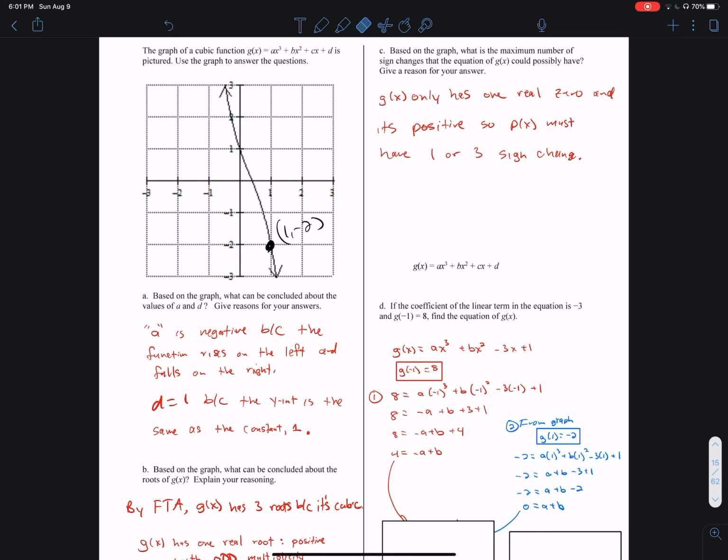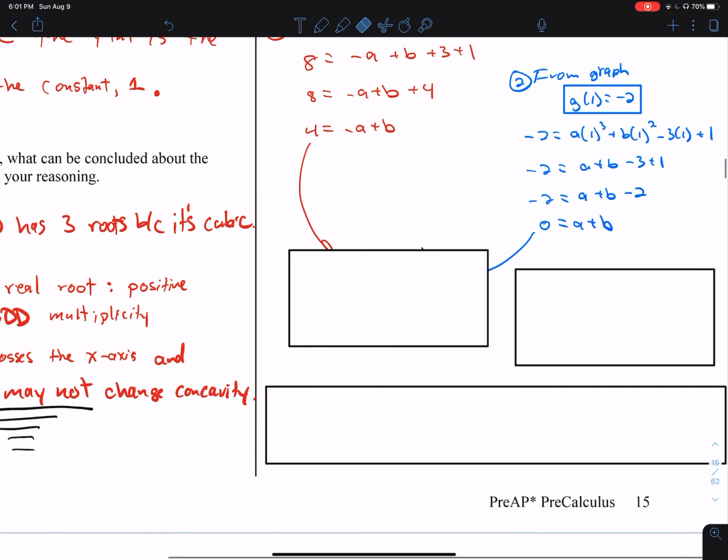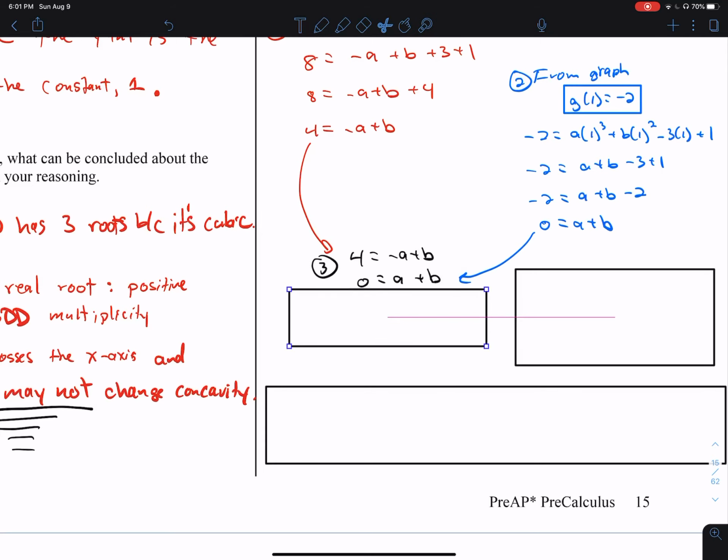Still not solved. Don't know what a or b are. But now we have two equations and two variables. That's a system of equations. So I can put those together as a system of equations. And if I stack them the way that I did, so that my a's line up, my b's line up, I can add these together through solving by elimination.